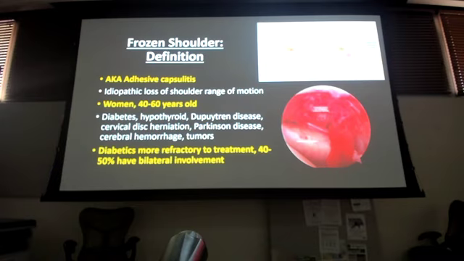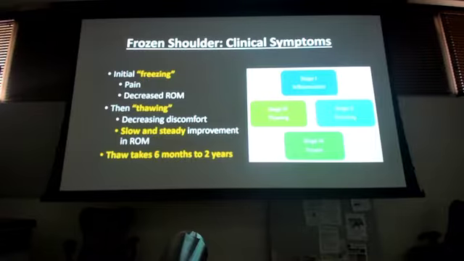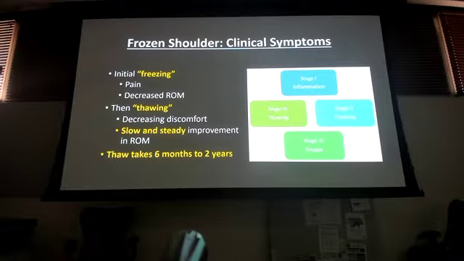So, but not this angry red. Okay? Shouldn't look like that. Okay? So, are there stages in frozen shoulder? Is it as simple as saying it's either frozen or not frozen? No. What are those descriptors?